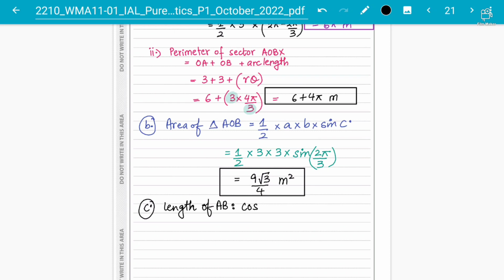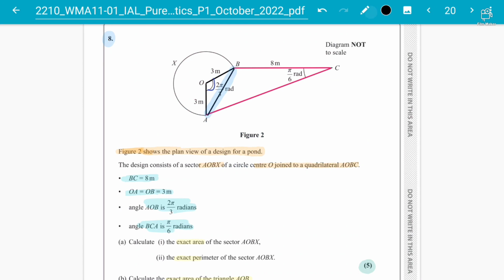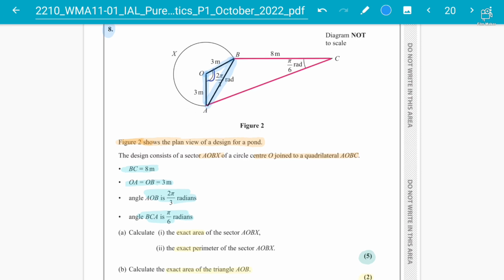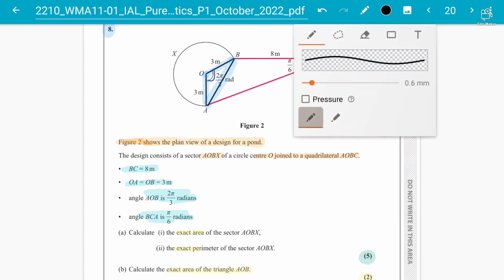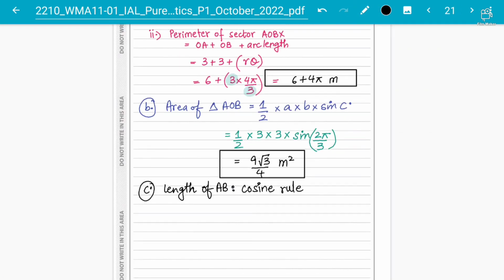We'll have to apply the cosine rule, because I have only one angle and two sides. So all concepts are being tested in question number 8. The examiner is asking very difficult questions. He's doing the radians chapter as well as the trigonometry chapter, so a lot of concepts are being tested in this. So let's apply the cosine rule.